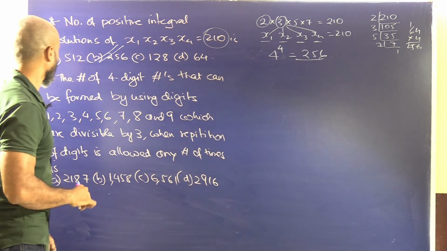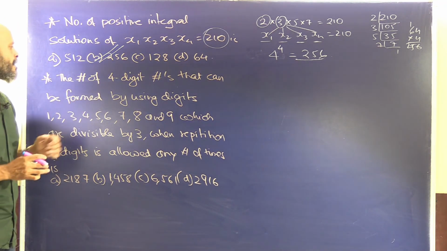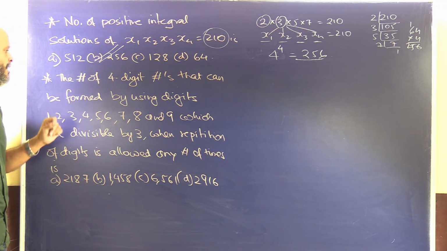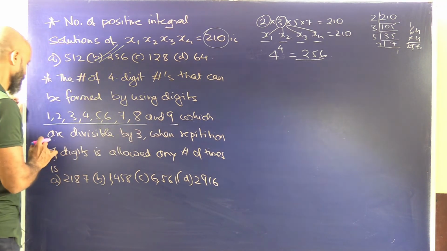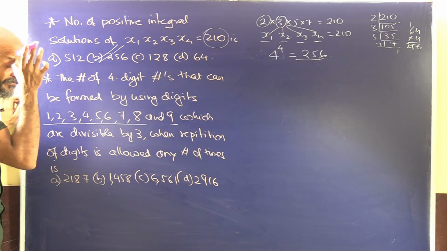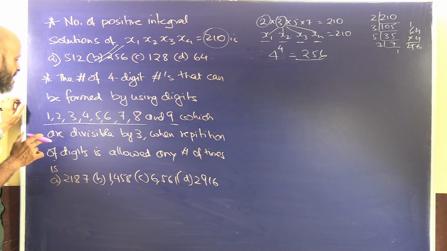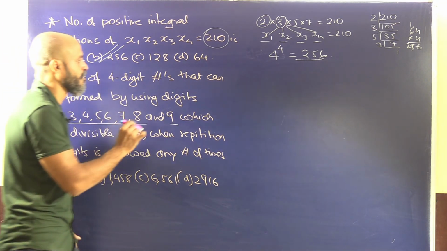Alright, now we have the sum: the number of 4-digit numbers that can be formed by using the digits, all digits except 0, which are divisible by 3, when repetition of digits is allowed any number of times. Okay, now look at this.